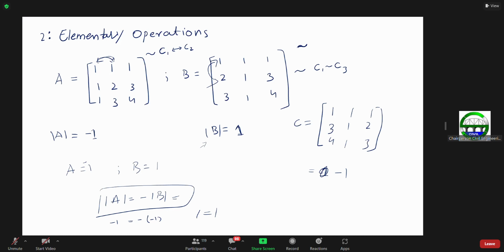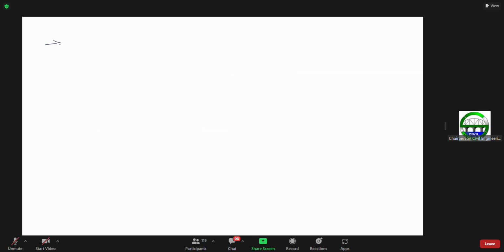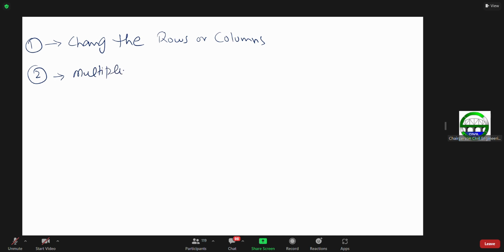Okay, so the first thing is you can change the rows or columns. Number two, you can multiply a row or column with a scalar.